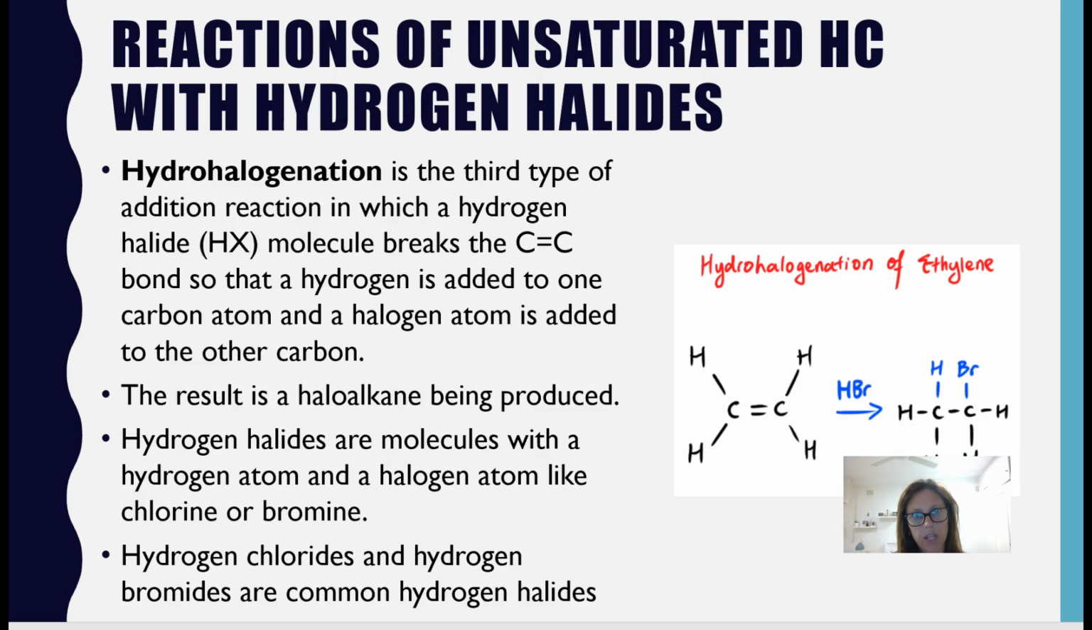So the third type of reaction that we're going to look at is the reaction of our unsaturated hydrocarbons, so again our alkenes and our alkynes, this time reacting with a hydrogen halide. As the name suggests, there's hydrogen and a halide, so things like your HCl and HBr. Hydrohalogenation is again that breaking of the double bond, forming a single bond, and this time we have hydrogen and the bromine, or hydrogen and the chlorine, that is going to go either side of that double bond.